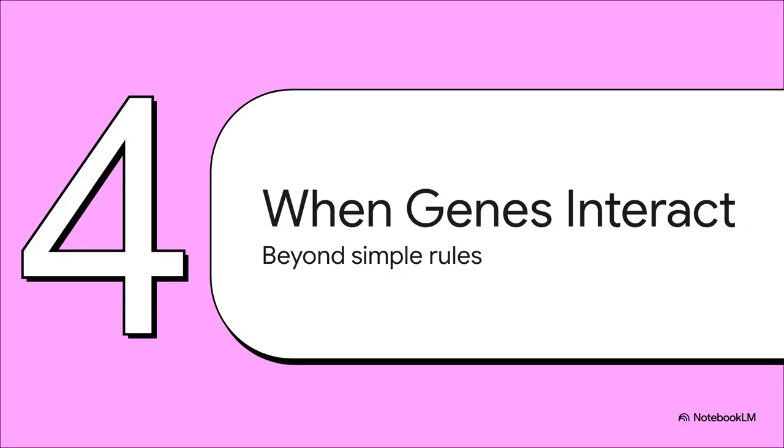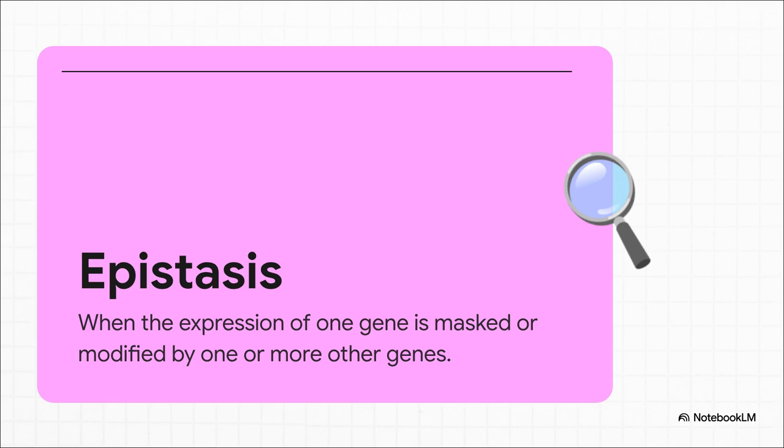So for Section 4, we're looking at when genes interact. Now, Mendel's laws are the foundation, for sure, but biology, it loves complexity. So let's look beyond those simple rules. A perfect example of this is something called epistasis. This is when one gene can pretty much hit the mute button on another gene. It doesn't matter what that second gene is trying to do. If the epistatic gene is active, it gets the final say. It's like a genetic override switch.